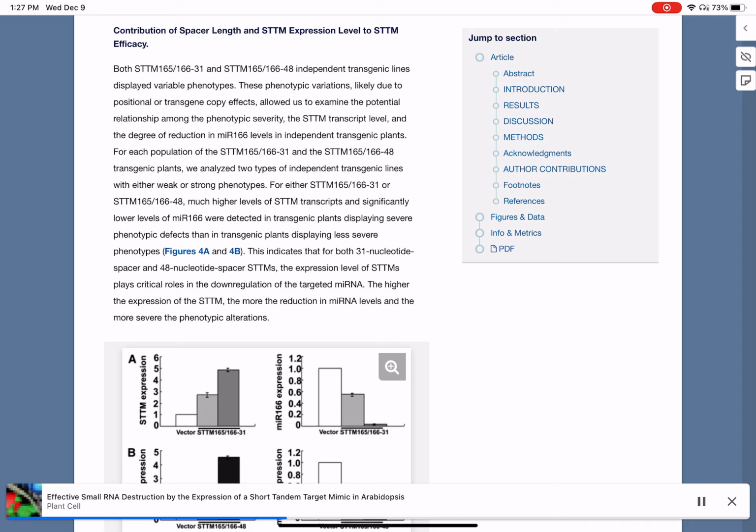For each population of the STTM 165-166-31 and the STTM 165-166-48 transgenic plants, we analyzed two types of independent transgenic lines with either weak or strong phenotypes. For either STTM 165-166-31 or STTM 165-166-48, much higher levels of STTM transcripts and significantly lower levels of Mir-166 were detected in transgenic plants displaying severe phenotypic defects than in transgenic plants displaying less severe phenotypes.